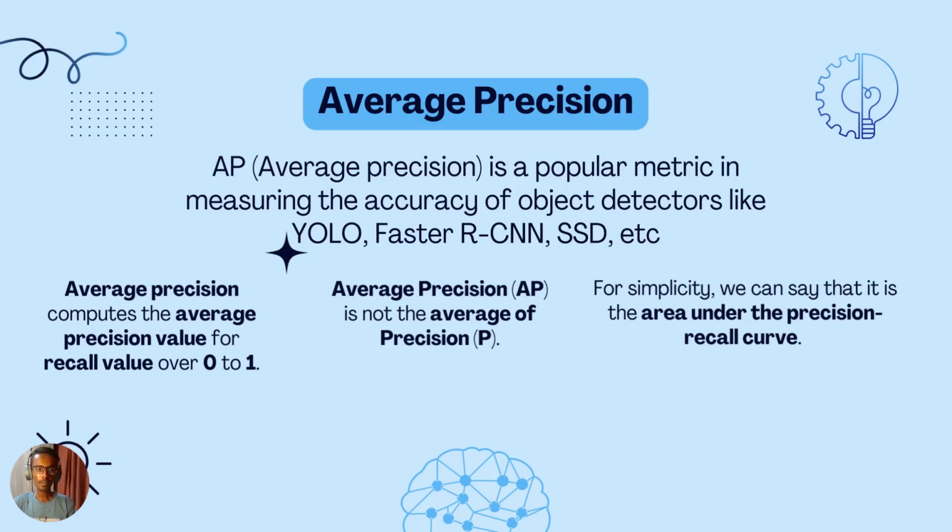It computes the area under the precision and recall curve. So it's considering both the precision and recall values and not only the precision values. Average precision computes the average precision value for recall values between 0 and 1, over the range 0 to 1.